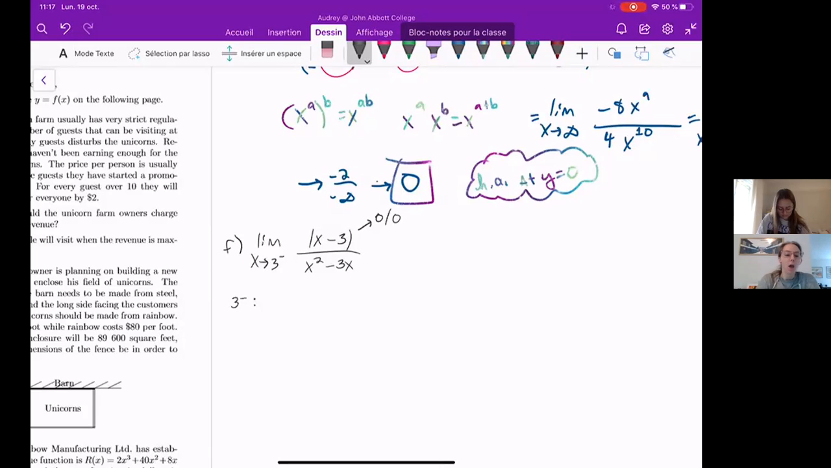Perfect. So 3 from the left, what value are we going to plug in to see that? A good value on the left side of 3. 2.9, you got it. So 2.9 minus 3. Is that positive or negative? That's negative. Good. So then the absolute value of x minus 3 on this interval will be -1 times x minus 3.